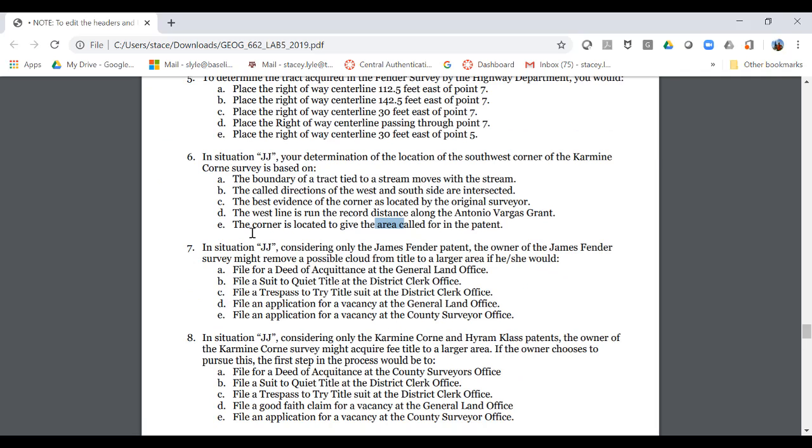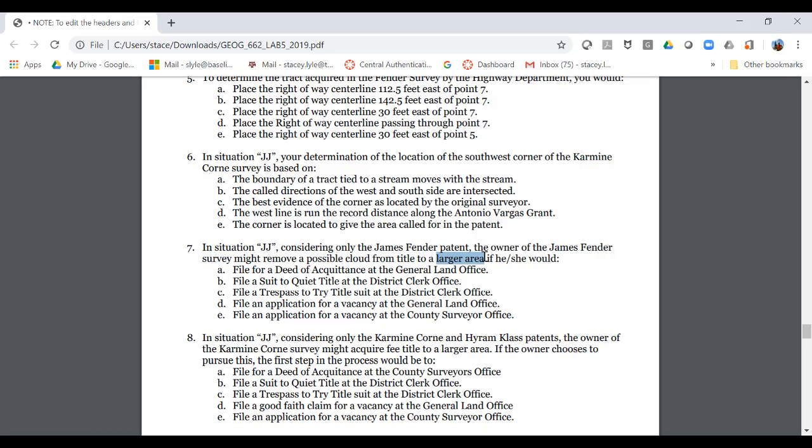All right, okay, so up here, kind of going between the direction here and the evidence of the corner as located by the original surveyor, I would take a chance on those two and use my two chances to see which one I got right. In JJ, having considered the fender's pointer, the owner could clear out what might be a possible cloud of title to a larger area. Now that's saying that you have a larger set of area potentially that is what you were called for in your original deed from the state of Texas.